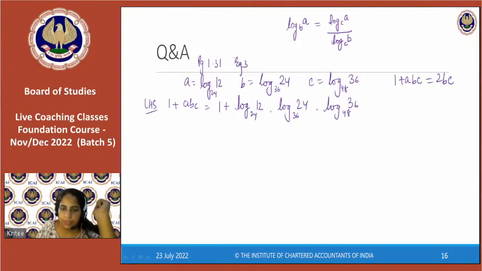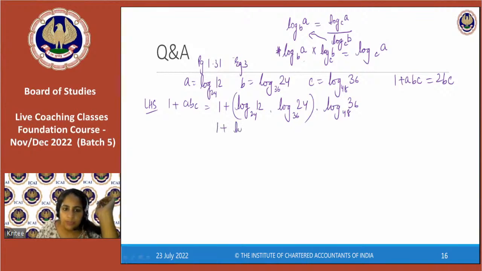So there is a cycle. If I join this, it looks like this: log A to the base B into log B to the base C is the same as log A to the base C. So this is the property we are going to use. So if you see log A to the base B, now B to the base C, this entire thing, if I substitute here, it looks like this. This 24, in simple language, cancels out.